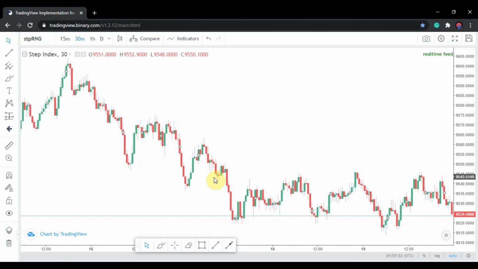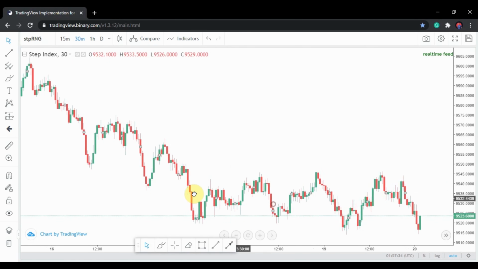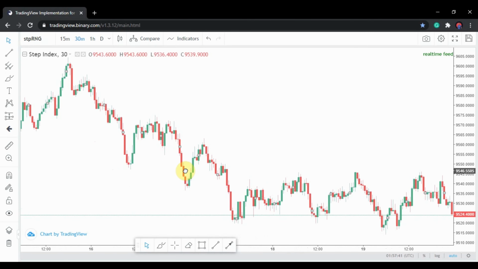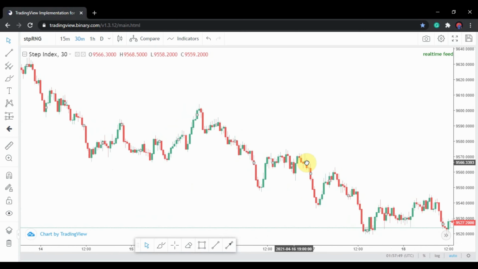It is not limited, but I'm just going to be highlighting some key things when it comes to step index. You can apply everything because it's also a synthetic index market. So you can use it on V75, on V50, on V25. It doesn't matter. It will work just as it works on this market.